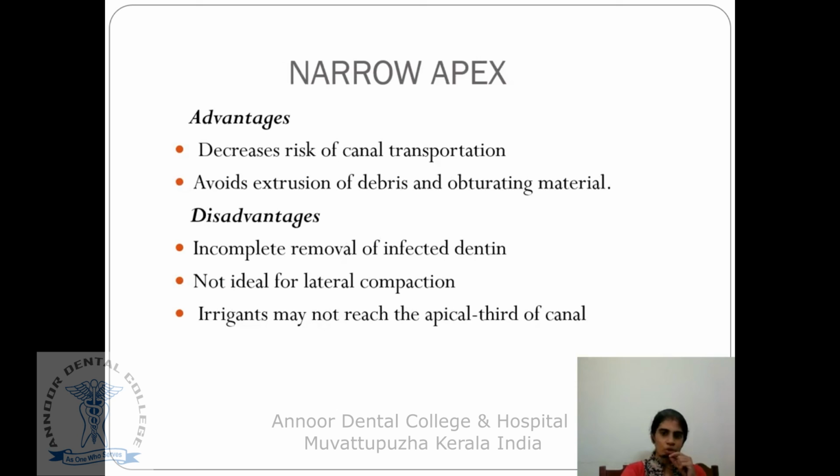Now we will move on to the advantages of a narrow apex and a broad apex. The advantage of a narrow apex is it decreases the risk of canal transportation. It avoids extrusion of the debris and the obturating material. Disadvantages are there will be incomplete removal of the infected dentine, it is not ideal for lateral compaction, and the irrigants may not reach the apical third of the root canal.